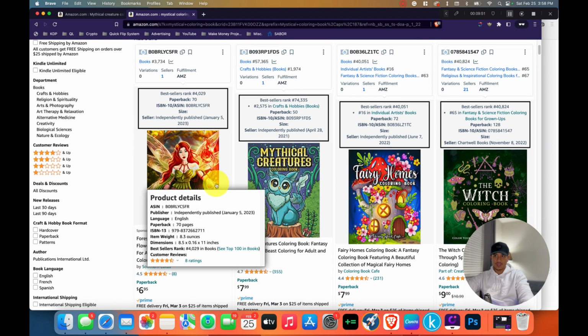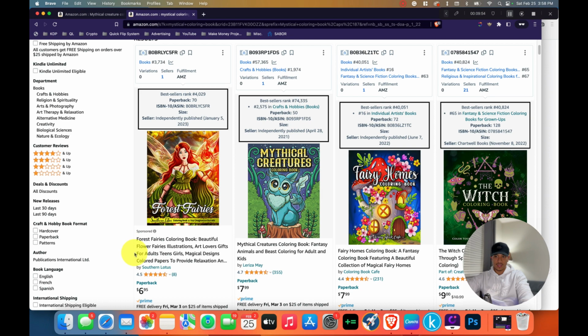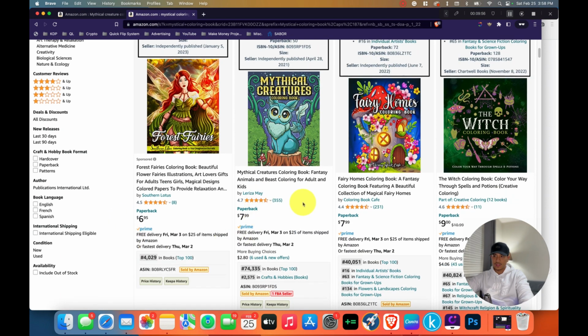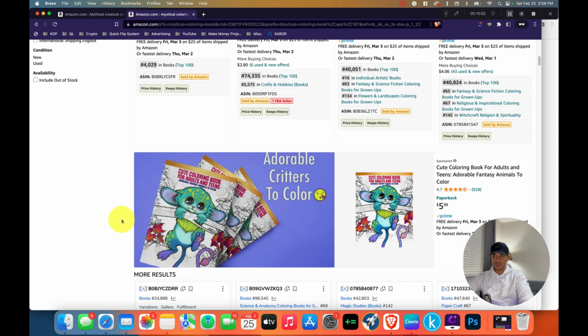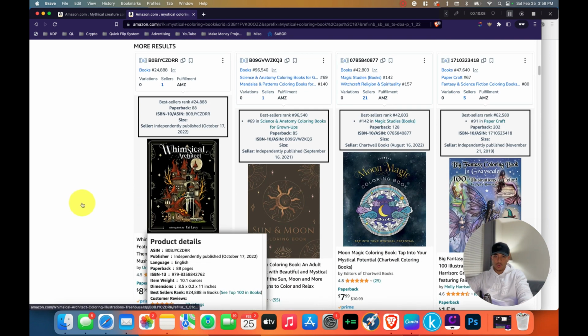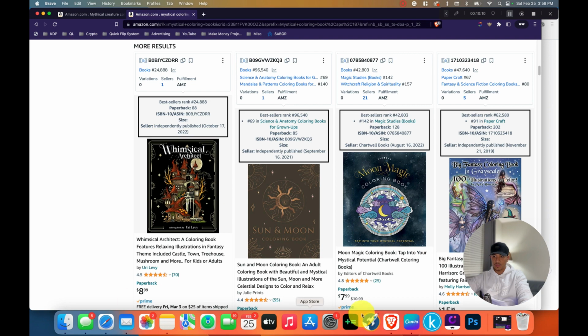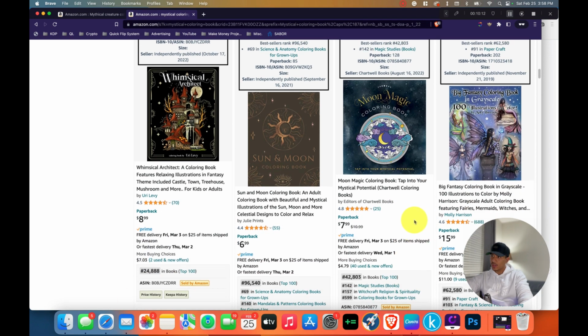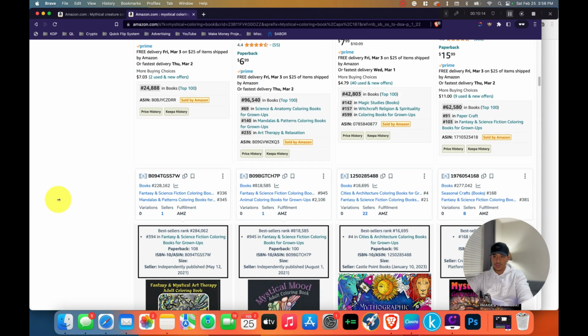So the next thing that I wanted to see was, are these books optimized for the word mystical? And as you can see, the first book does not have mystical on it. Same with the second book. This is mythical, not mystical. The third book does not have mystical. Fourth book, there's no mystical. I'm starting to think that maybe this is a good keyword to go into. We have whimsical here. We have sun and moon. We have, that's not mystical.